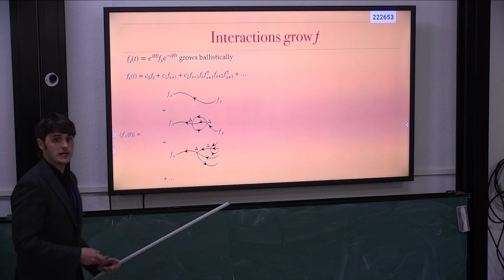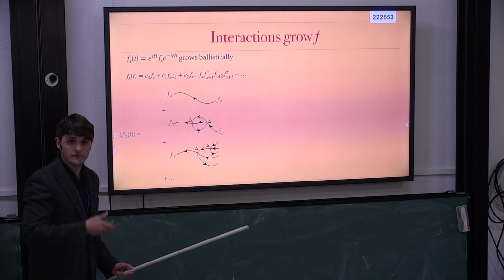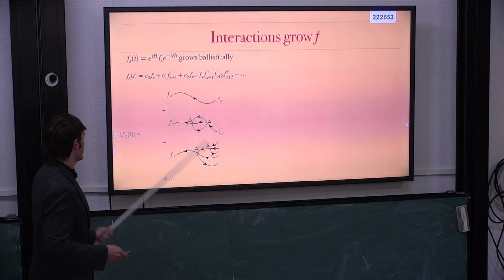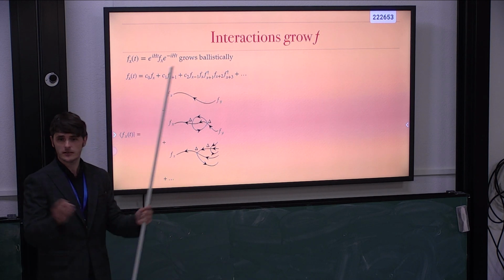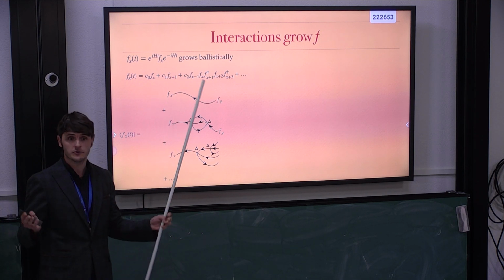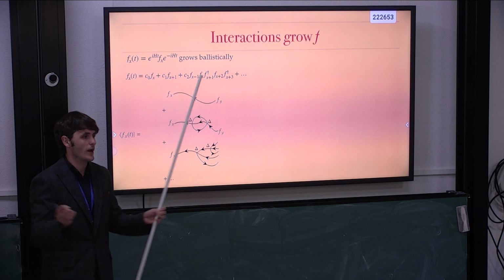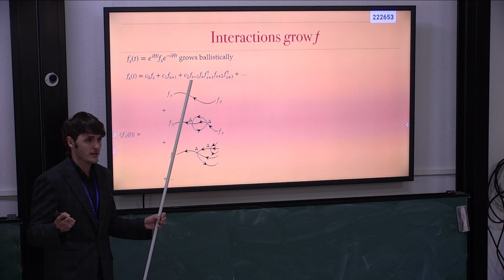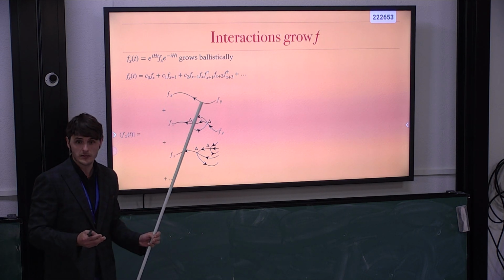You might ask what typically happens. In other words, you might ask at very late times, if I look at this time-evolved operator f, what is the average or typical size of an operator in this superposition? Where is most of the weight of this operator kept? Is it mostly on large operators or small operators?